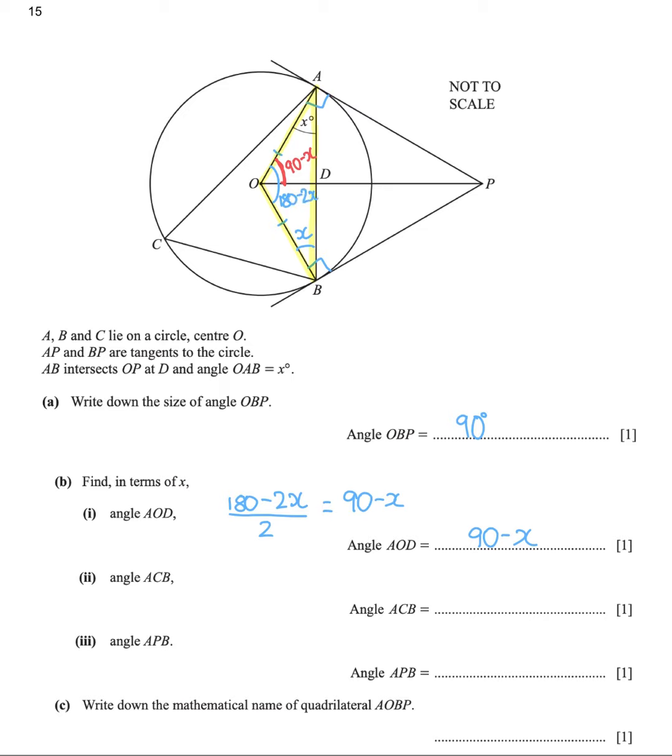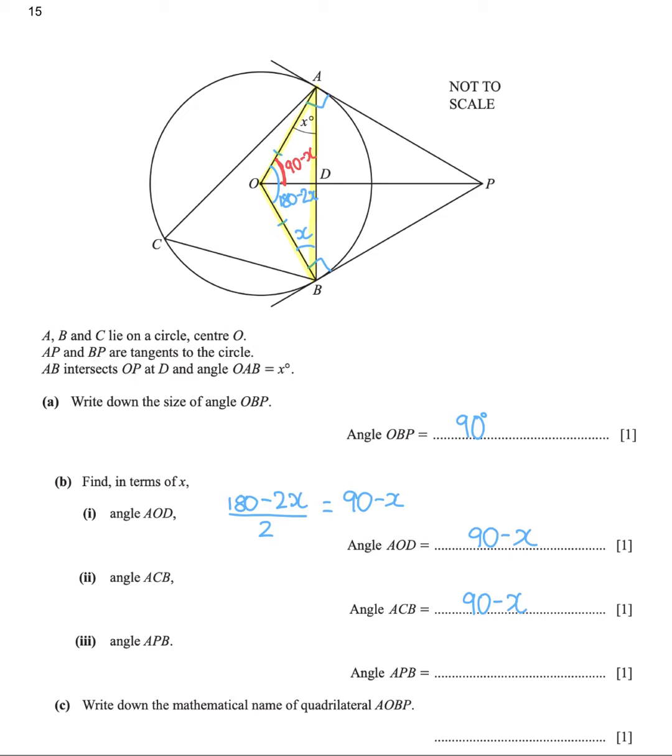And now it wants me to find ACB. So A to C to B is this angle here. And this is actually the arrow theorem that I looked at earlier. So this angle here, which is the 180 minus 2x, if I halve it, it's this angle at the side here. So it's going to be half of 180 minus 2x, which is actually exactly what I've just done. So this is 90 minus x as well.